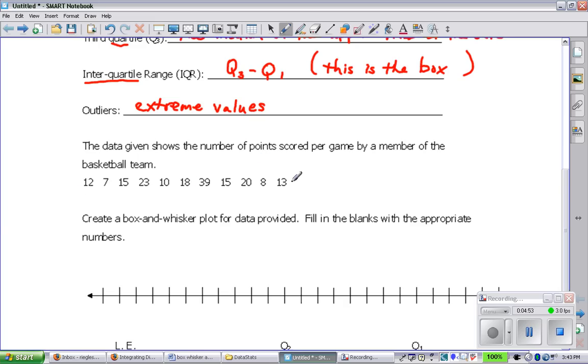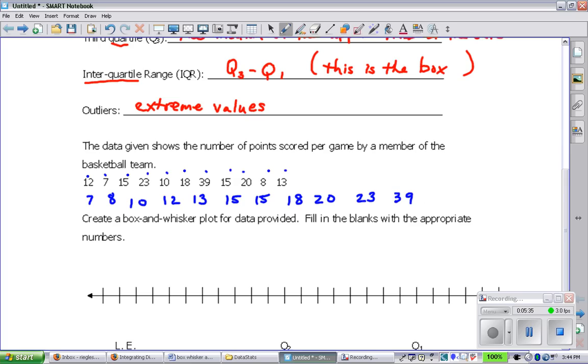The first thing we want to do to find our 5 number summary is put these in order. So let's take a quick minute here. There's a 7, there's an 8, 10, 12, 13 are the next ones I see. 15 and 15, so put 2 of those. We have an 18. We have a 20. 23 and 39. Oops, 39, not 29. My bad.